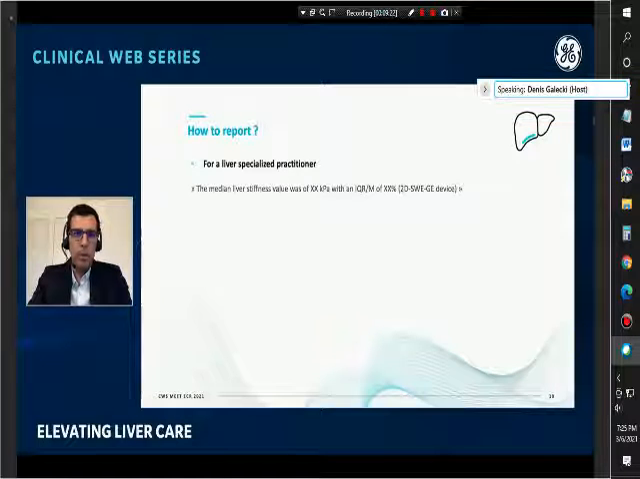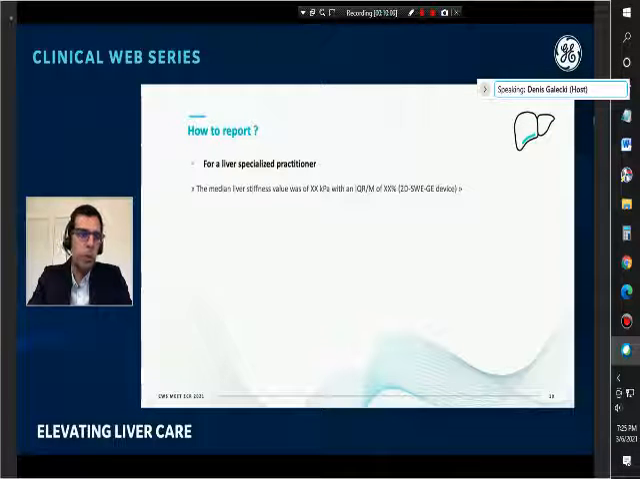So this concern leads us to a very practical question: how to report. In my opinion, there are two different situations. First, the US examination was asked by a liver specialized practitioner. Hepatologists know the normal range of values of liver stiffness, and they specifically know how to interpret these values. So in this case, I don't give any conclusions. I just report the liver stiffness median, the IQR median ratio, and the device or the technique that was used.